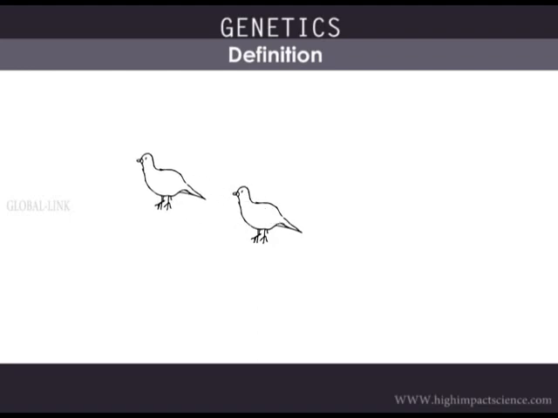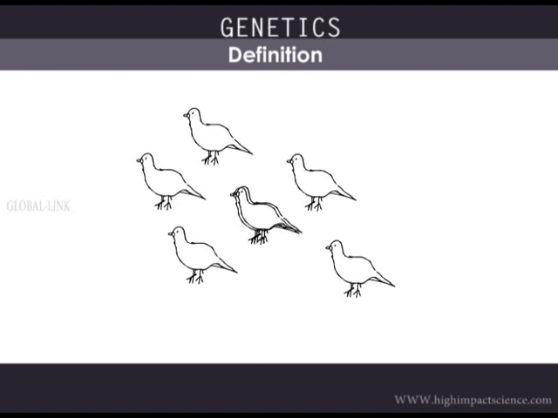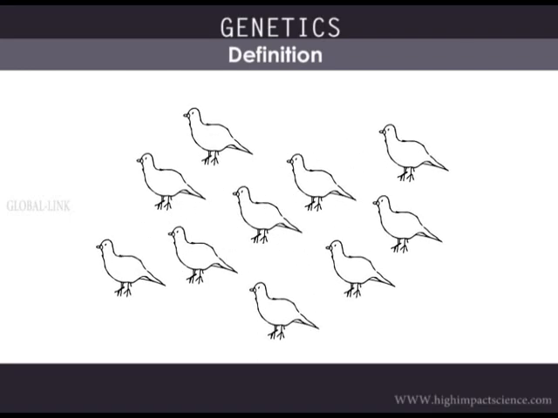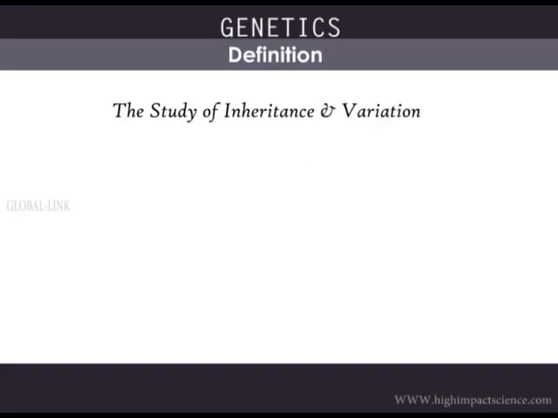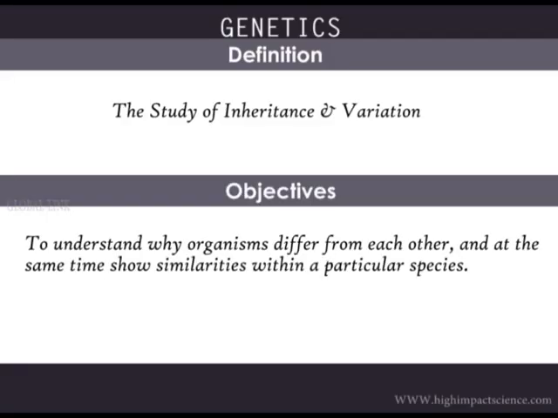When organisms reproduce, the offspring resemble their parents in terms of form, and this is because they inherit these characteristics from their parents. However, in other cases, the offspring may show slight variations from their parents. The study of inheritance and variation is called genetics. In genetics, we study why organisms differ from one another in some aspects and at the same time show similarities in other aspects within a certain species.